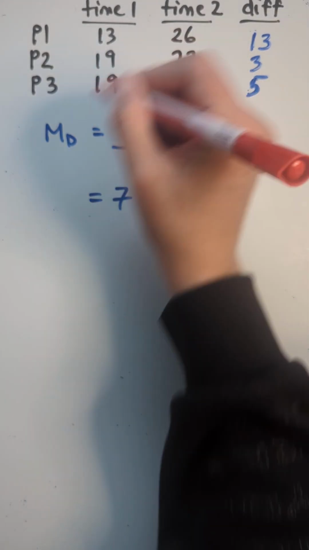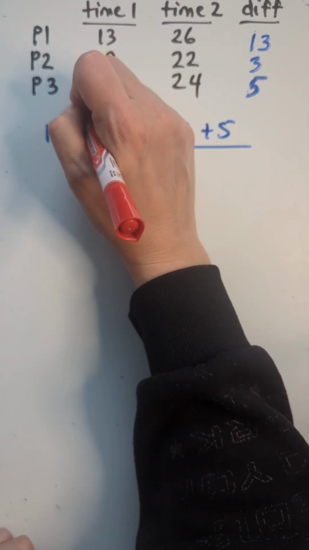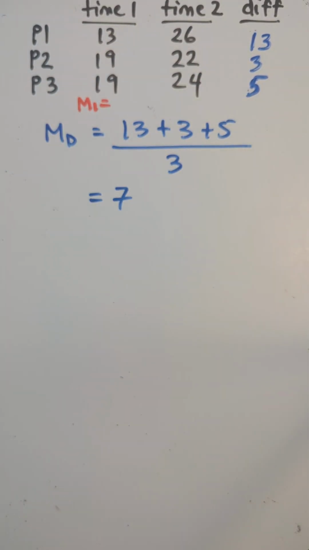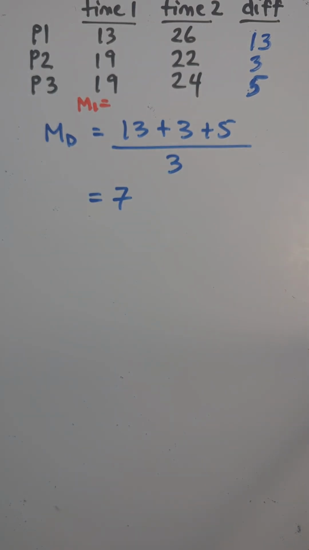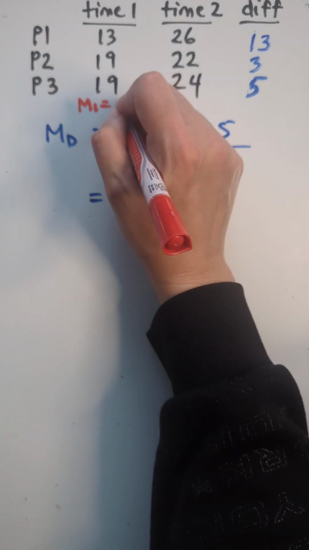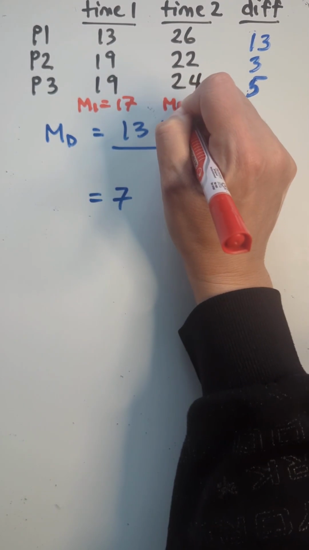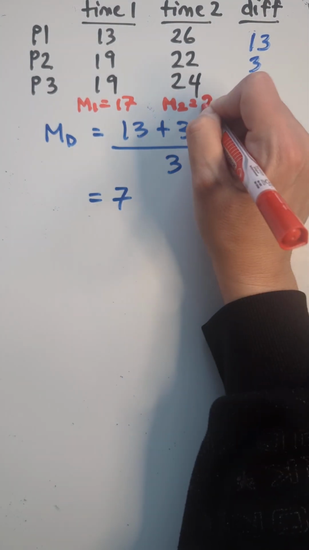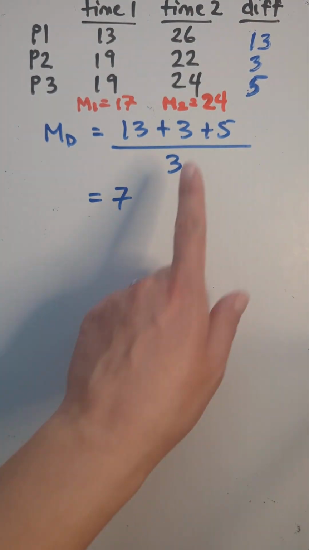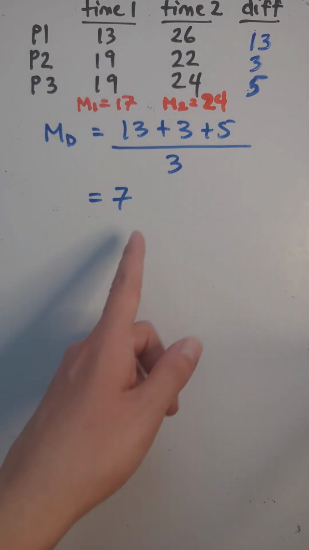So if you do the mean 1 here, I'm just going to do it up here, try not to disturb anything. You go 13 plus 19 plus 19, divide by 3, and you get 17. And then if you do M2 here, just for time 2 data, you do 26 plus 22 plus 24, you divide by 3, that's 24. And lo and behold, when you go 24 minus 17, you still get 7.